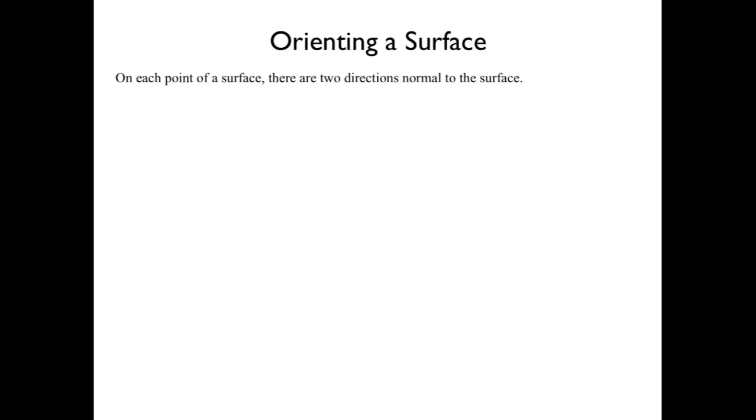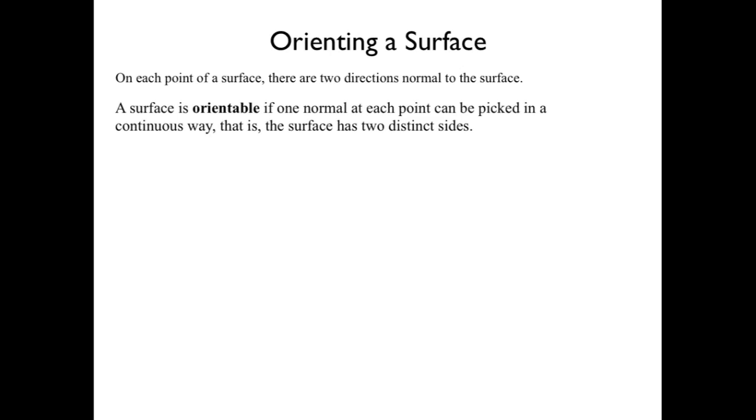So on each point of a surface, there are two directions normal to the surface. Would you agree with that? Yes. Equal and opposite directions are both normal to the surface, okay? So we say that a surface is orientable if one normal at each point can be picked in a continuous way.